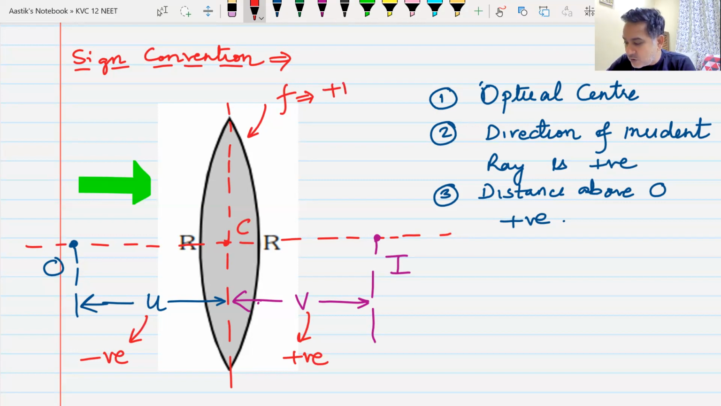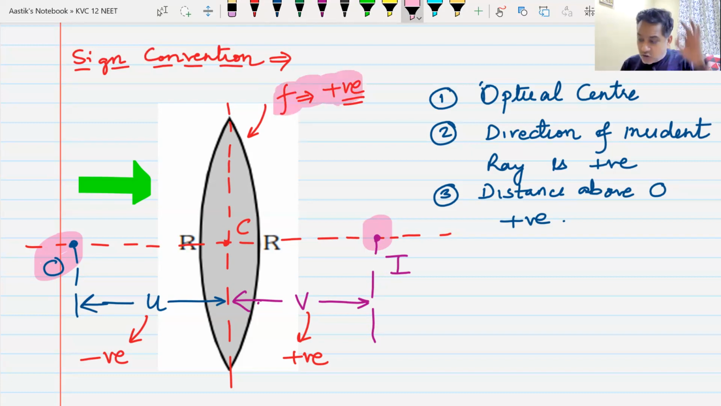Remember, the focal length of a convex lens, unless and until you change the medium, will always remain positive. Now a question can come: sir, what will happen if instead of the object kept here, I keep the object here? Will the focal length become negative? No. The focal length of the lens does not change if I keep the object on the other side. A convex lens always remains convex. A concave lens always remains concave. So no matter what your sign convention is, a convex lens will always have positive focal length. Do we understand this? Yes, sir.